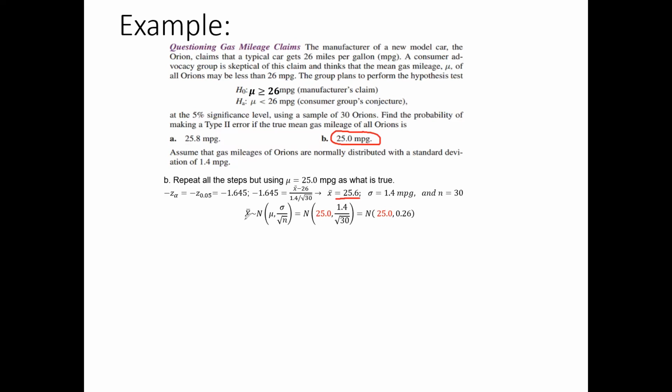Where things are going to be different is when we now think about the truth. So assuming now that the truth is 25.0, we know the sample mean is going to be normally distributed around that true mean of 25 and with a standard error of 0.26.